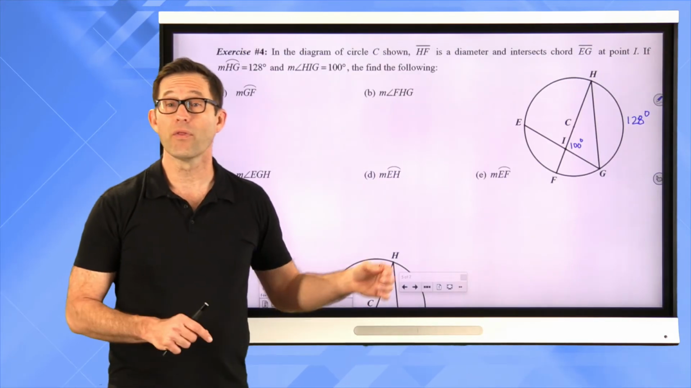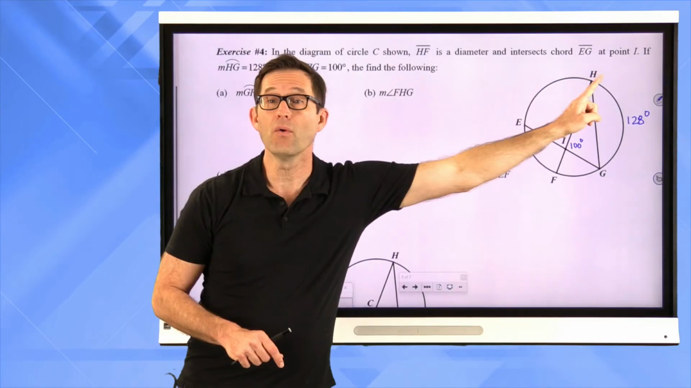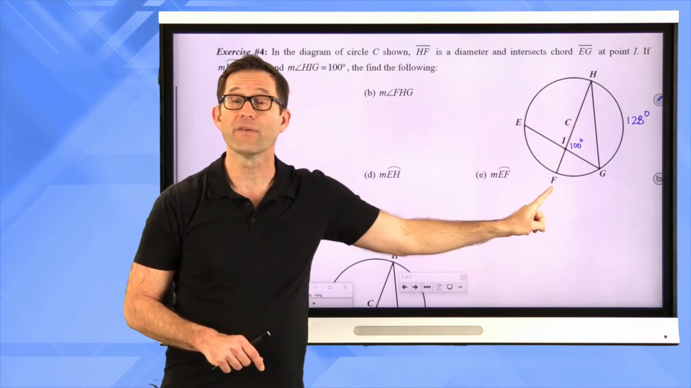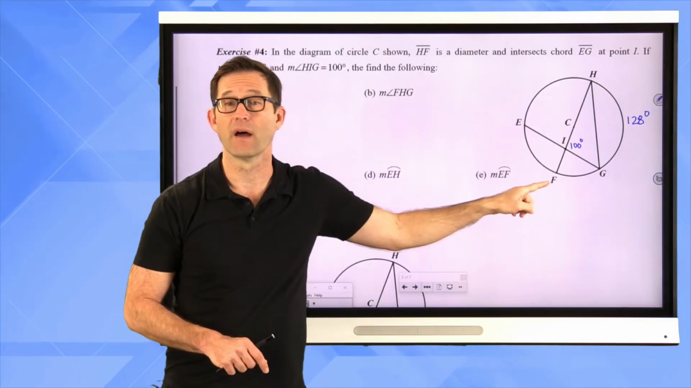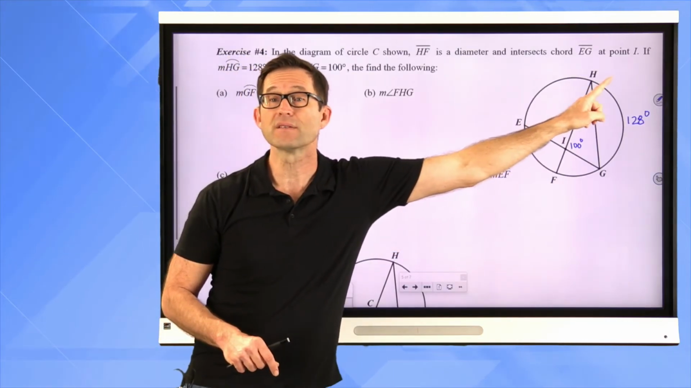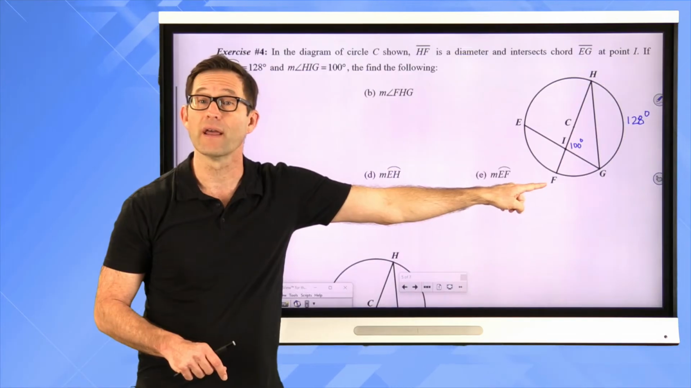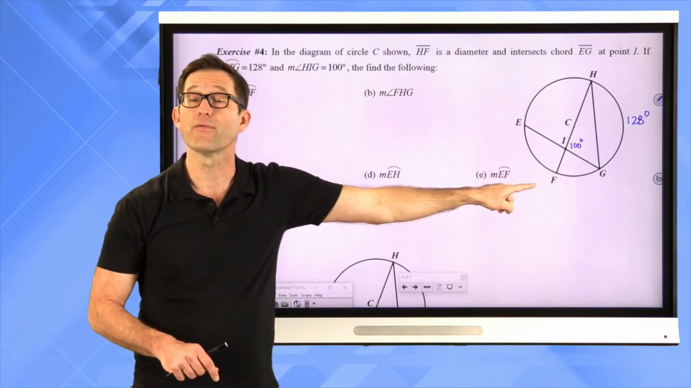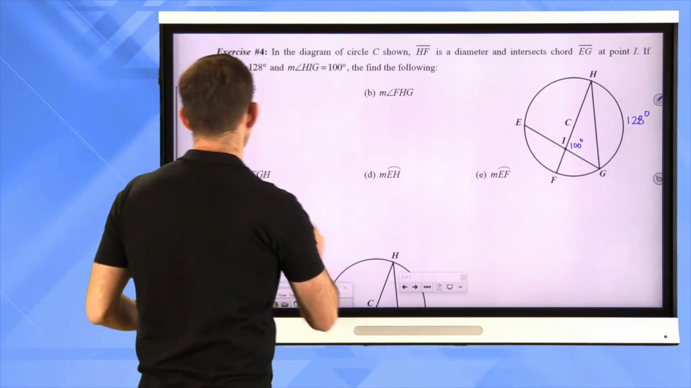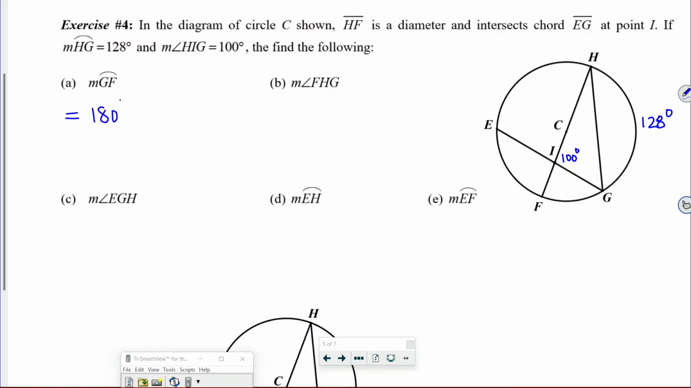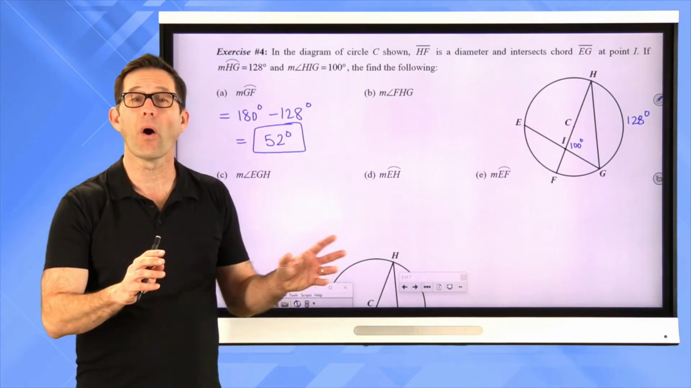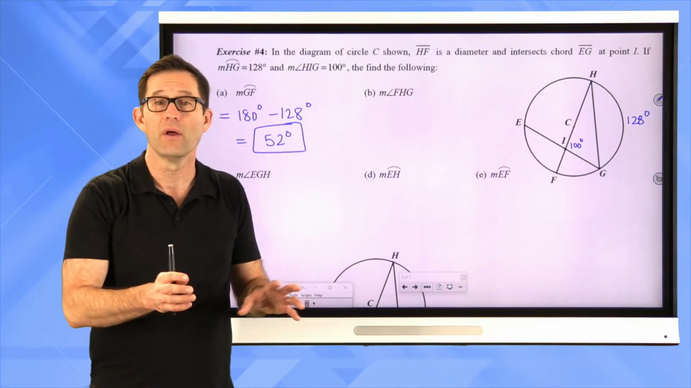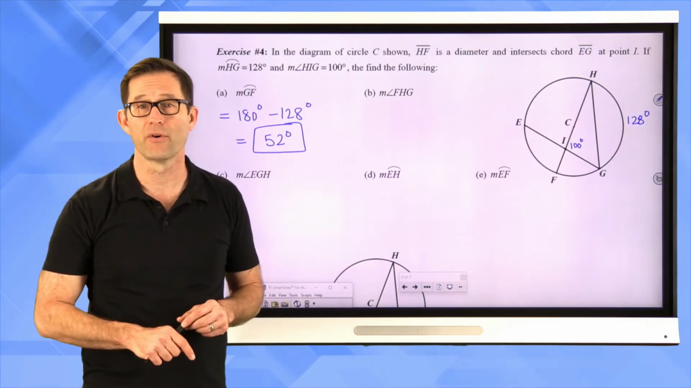Okay, well, the cool thing is that we know that HF is a diameter, if you will. So that means that the measure of arc HF is 180 degrees, so the measure of arc GF will be 180 minus 128, right? So 180 degrees minus 128 degrees. Watch that, because that will come up quite a bit where you're given a diameter or something like that. You're given one arc that creates the semicircle. You need to find another arc, just subtract from 180.